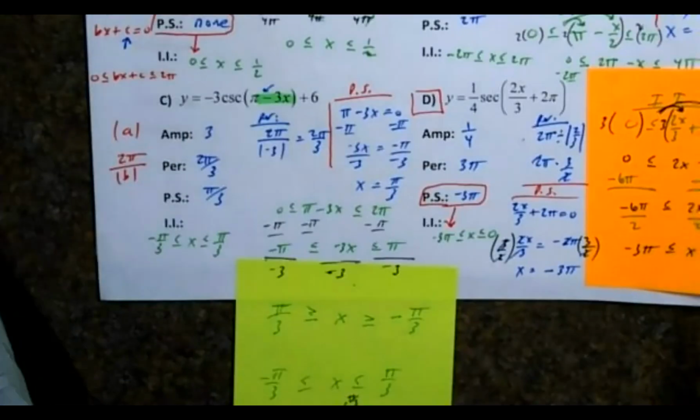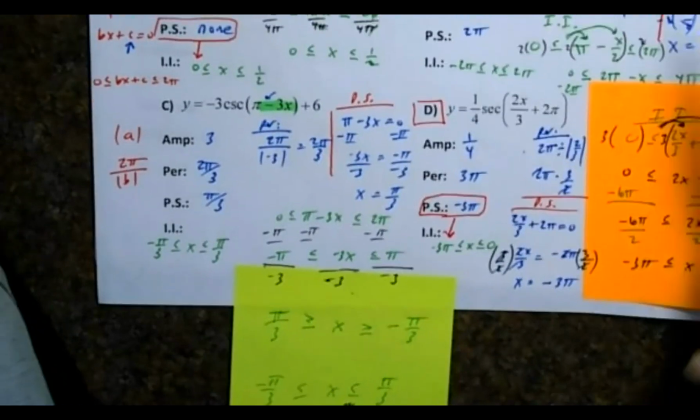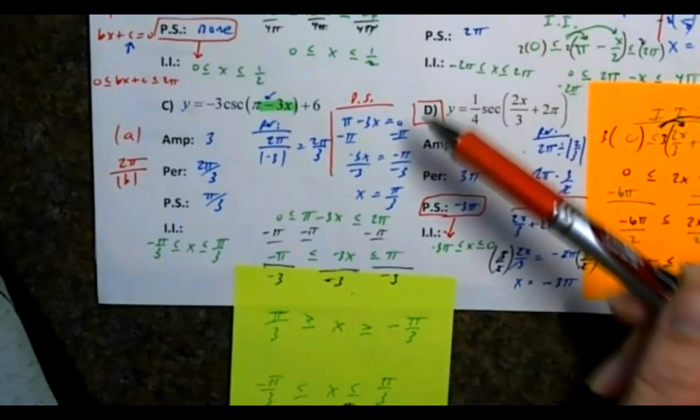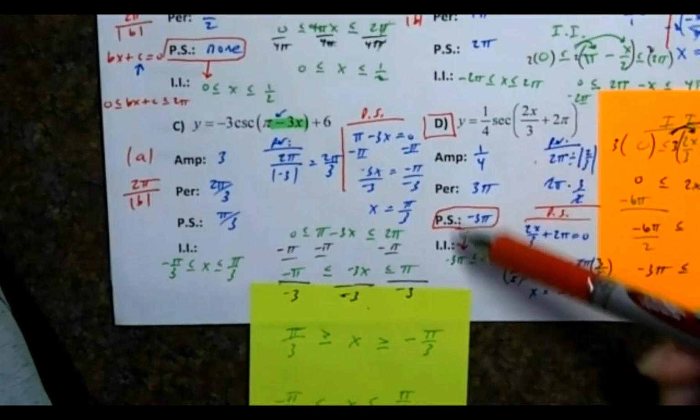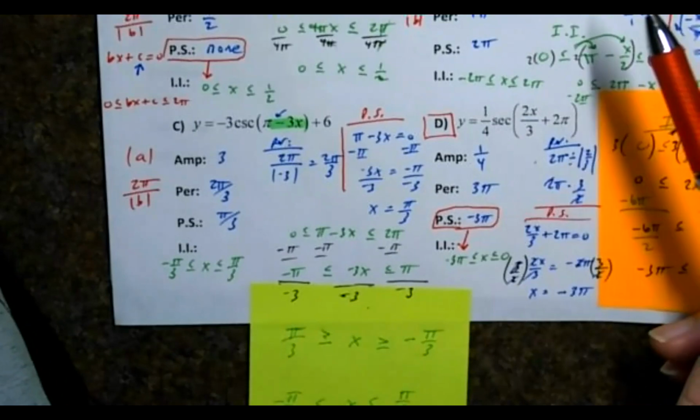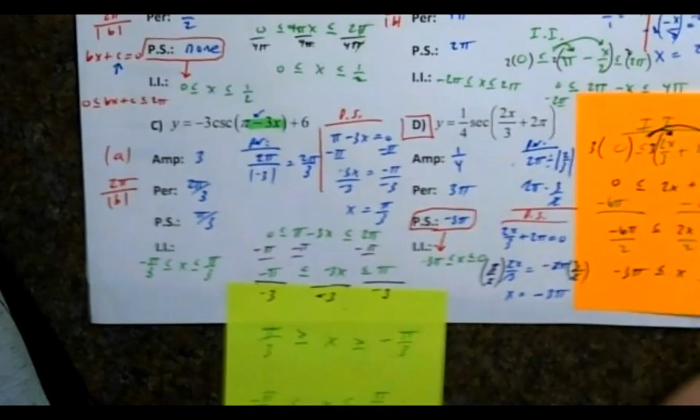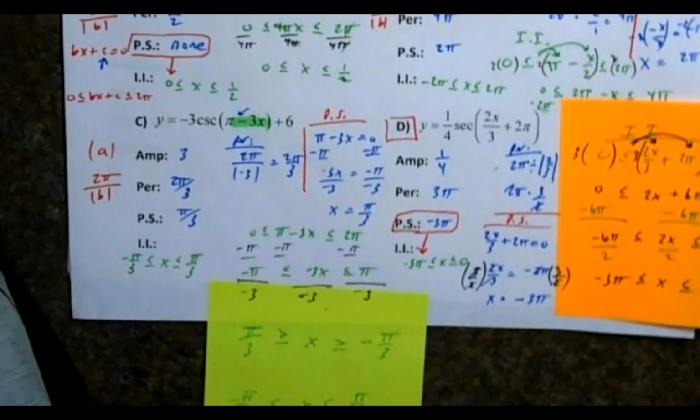All right, so that first assignment you have tonight is I'm going to give you some functions, and you're just going to find the amplitude, the period, the phase shift, and the initial interval. There is no graphing involved. You're just finding those 4 values for the assignment tonight. We will start graphing at a later time. Okay.